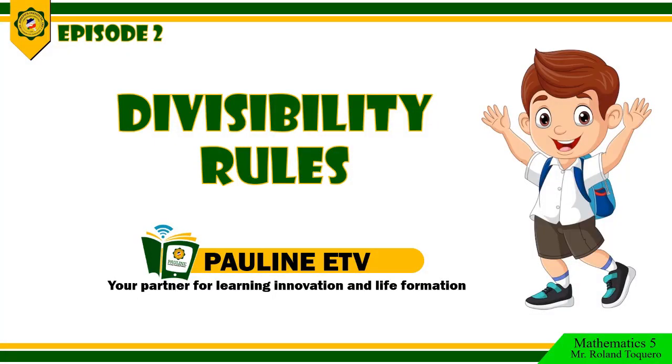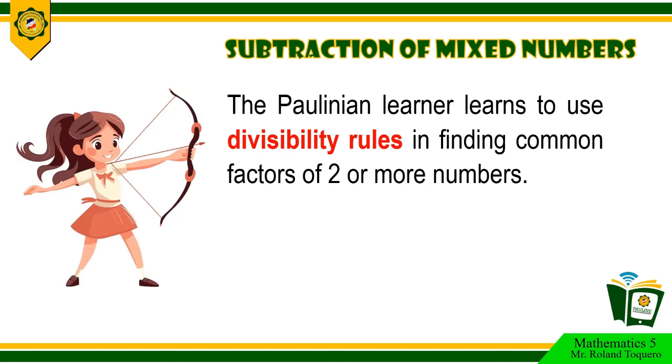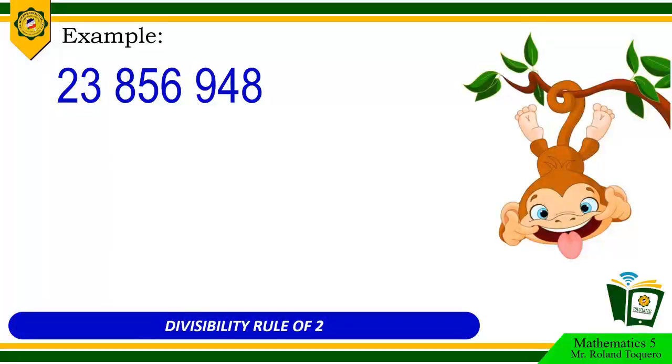This is episode 2, Divisibility Rules. Here is our target for this episode. The Pollinian learner learns to use divisibility rules in finding common factors of two or more numbers. Let's take a look at this example.